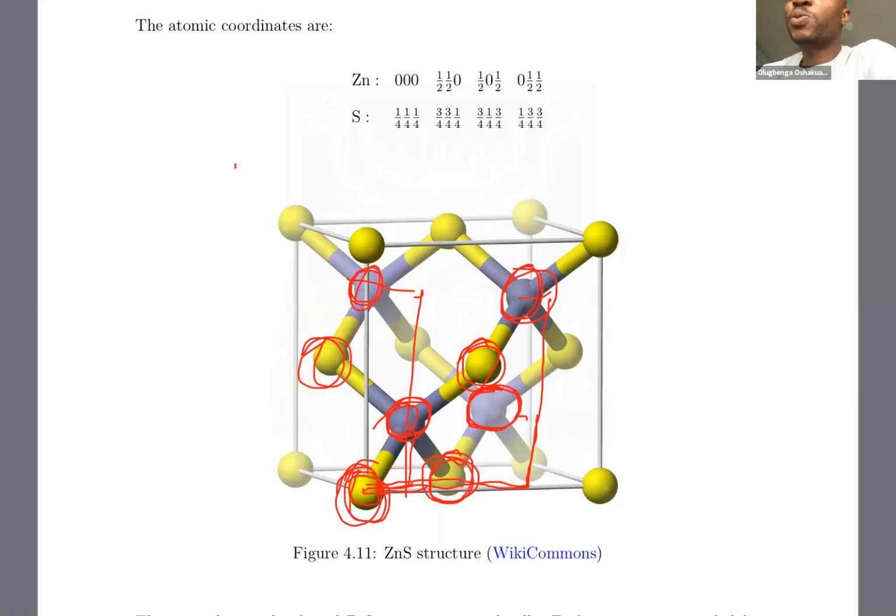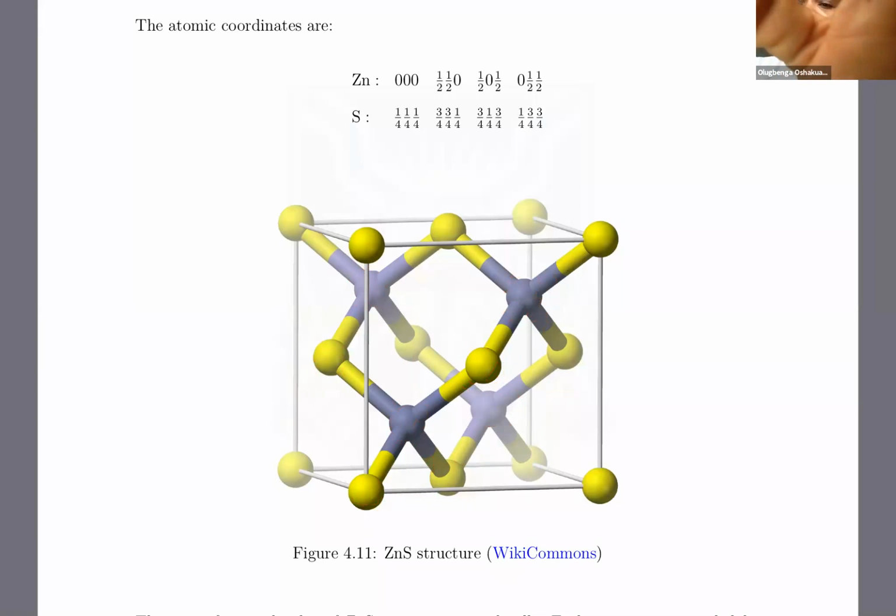If we decide to make the yellow balls to be sulfur and the purple balls to be zinc, we'll still have the zinc sulfide structure. When we decide to take this particular atom to be our origin, we'll still achieve the same results.